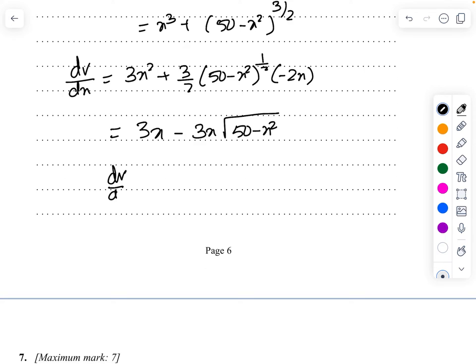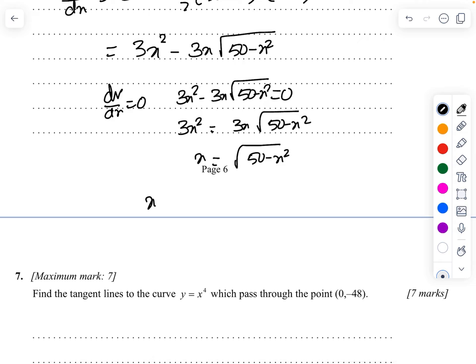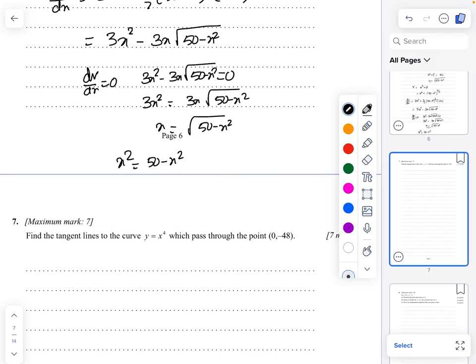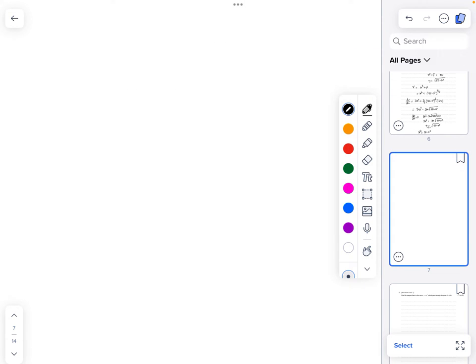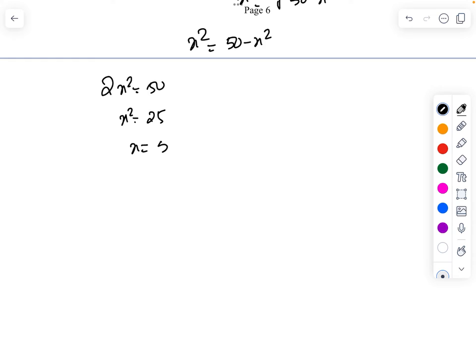Now dV by dx should be equal to 0. So 3x square minus 3x times the square root of 50 minus x square should be equal to 0. 3x square equals 3x times the square root of 50 minus x square. So x equals the square root of 50 minus x square. Squaring on both sides, x square equals 50 minus x square. Then it becomes 2x square equals 50, x square equals 25, x equals 5.